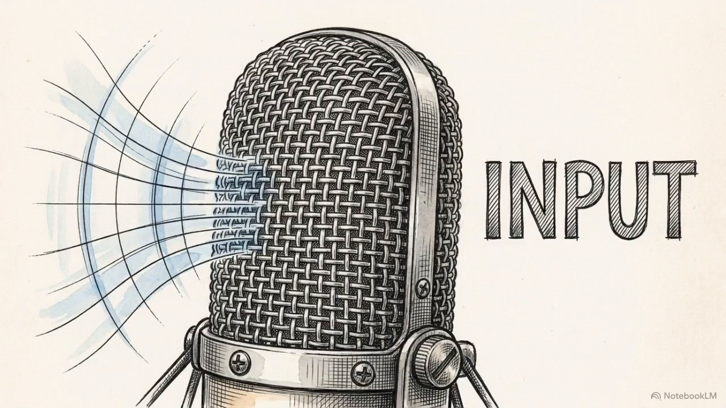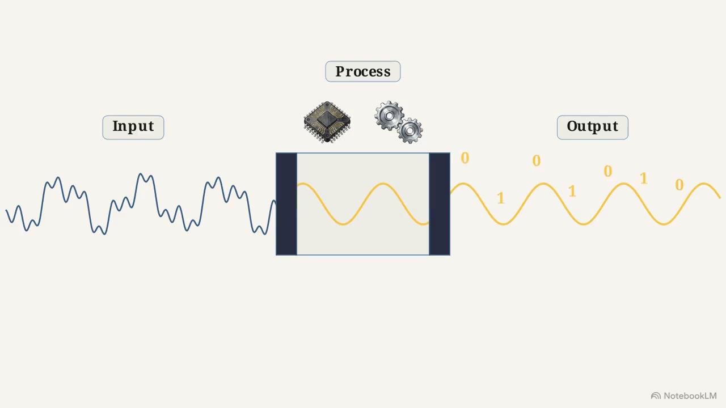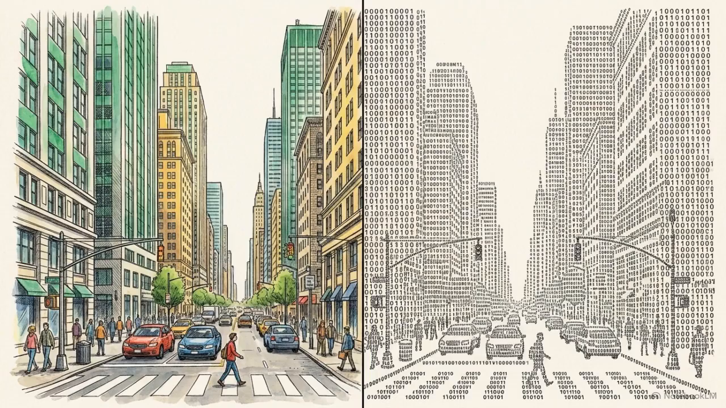The same cycle happens when you record a voice message. A microphone catches the sound of your voice as the input. The computer converts sound waves into digital data, perhaps removing background noise during the process phase. Finally, it saves a clear audio file as the output. Before a computer can solve any real-world problem, it must first convert the physical observations it collects into binary numbers.